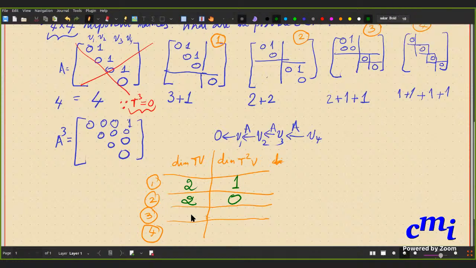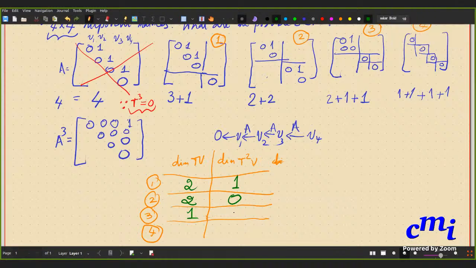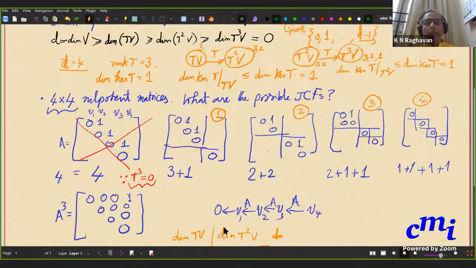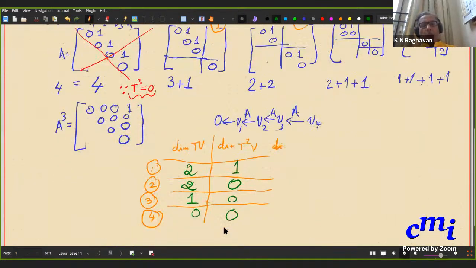1. And the next one? Tell me the other entries, please. Zero. 0. 0. Okay, so it cannot be 3 dimension. These are the possibilities for the numbers, right? Dimension of TV cannot be 3.